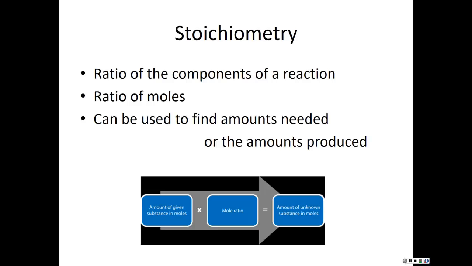Then looking at the other side, if I need 4 irons and I have 1, I can put a 4 there. That's going to then change that to 4 irons. And I have 2 oxygens here, and I need 6. So to do that, I need to put a 3 there.